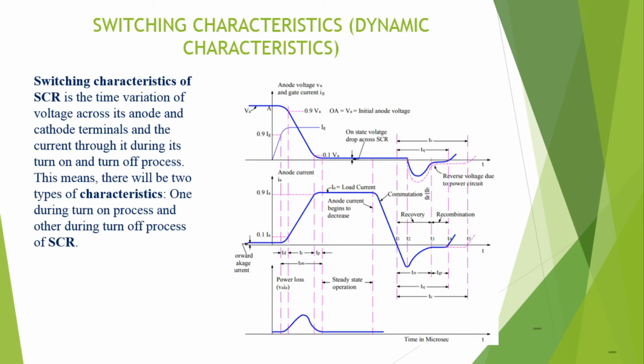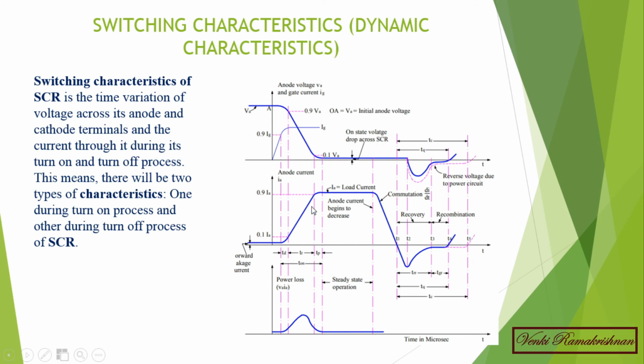Next, switching characteristics or dynamic characteristics. In these characteristics we will discuss the turn on time and turn off time. The top one shows the change in applied voltage with respect to time. Then the middle one shows the change in anode current with respect to time. And the final one is the power loss.